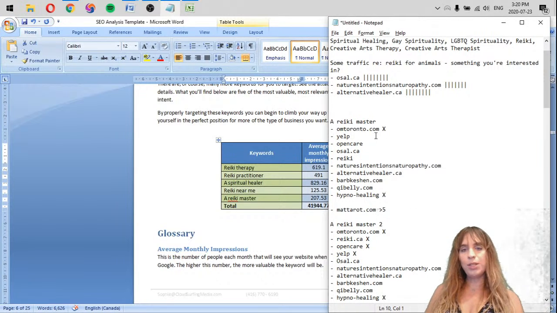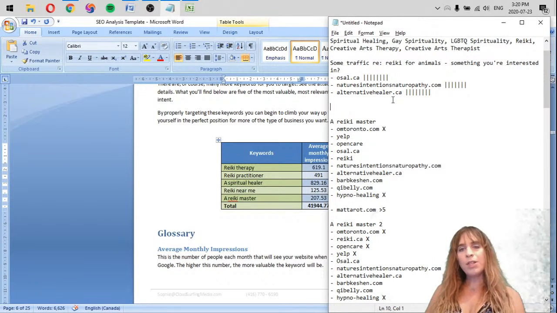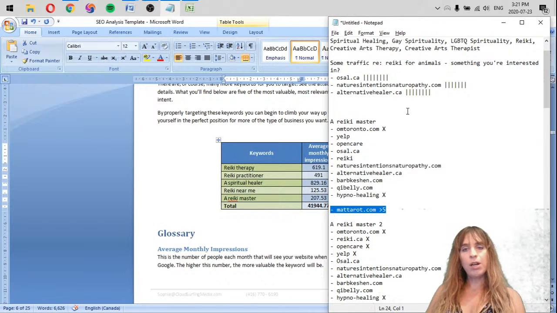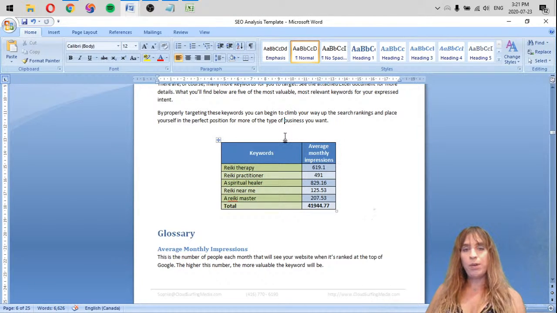And in general, the order has been Osal, Nature's Intentions, Alternative Healer. Sometimes these 2 bounce back and forth with each other, but Osal is very clearly the top dog. Nature's Intentions and Alternative Healer are kind of 2 and 3 between them. So I'm expecting the 2 of them to be more or less the same from an optimization perspective, and Osal to be stronger. And then, of course, Matero.com is nowhere to be found. So that is how I do keyword research from the perspective of doing an SEO analysis.